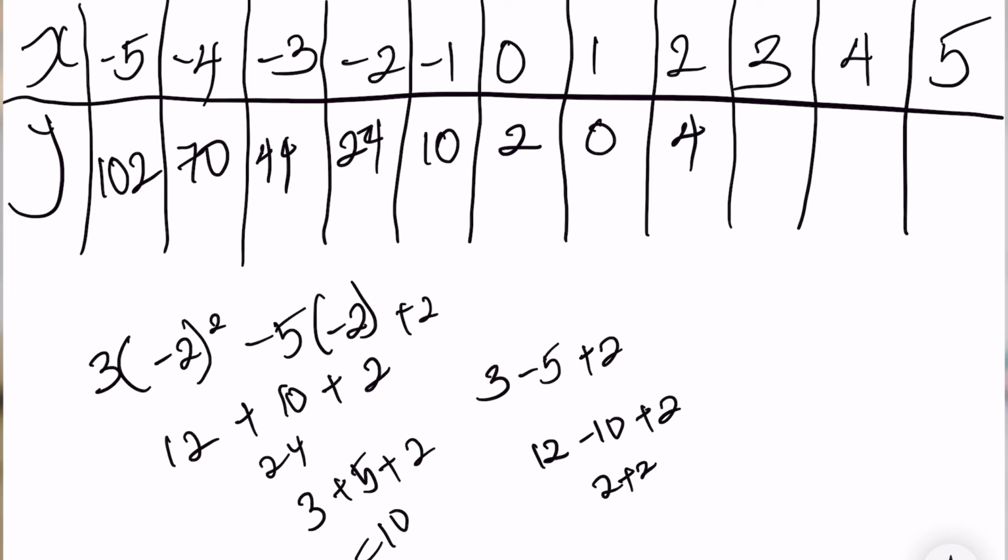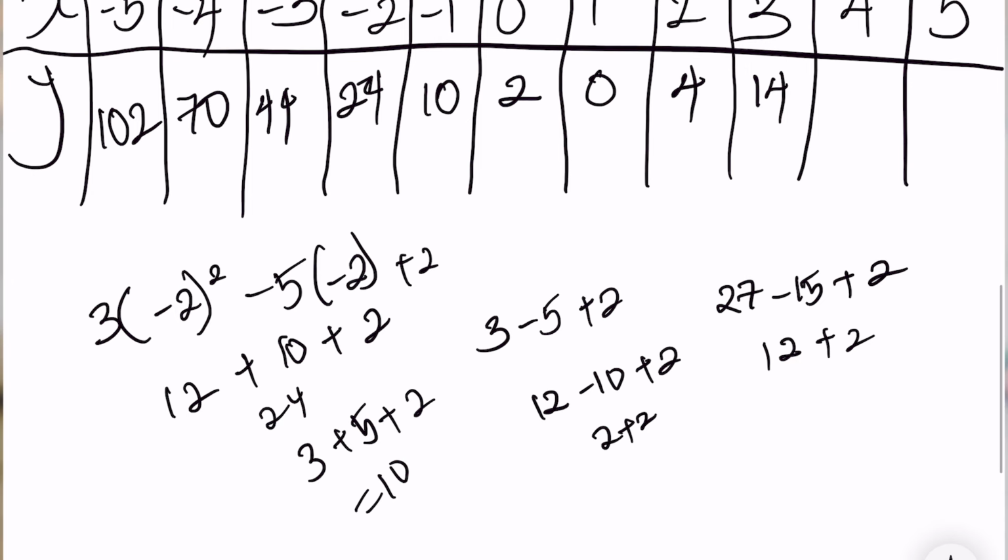For 3, we have 3 times 3 to be 9. 9 times 3 is 27. So we have 27 minus 15 plus 2. We have 12 plus 2. Here we have 14. And for 4, we have 4 times 4, which is 16. 16 times 3, which is 48. 48 minus 20 plus 2. So we have 28 plus 2. Here is 30.